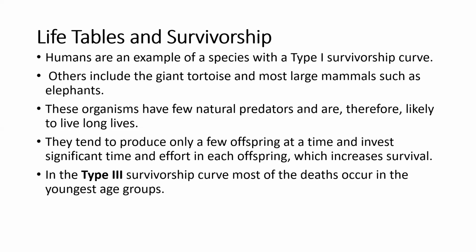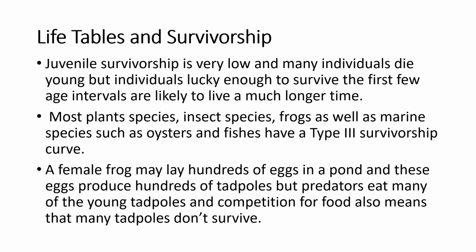All right. Then we go to type 3, the type 3 survivorship curve. Most of the deaths occur at the youngest age. Juvenile survivorship is very low, and many individuals die young. The individuals lucky enough to survive the first few age intervals are likely to live a much longer life.